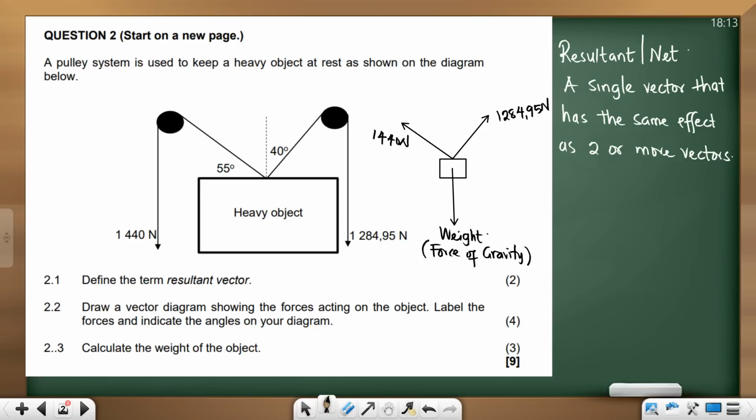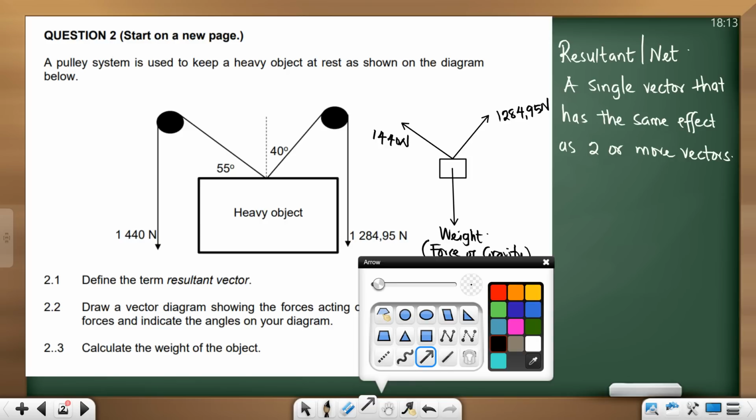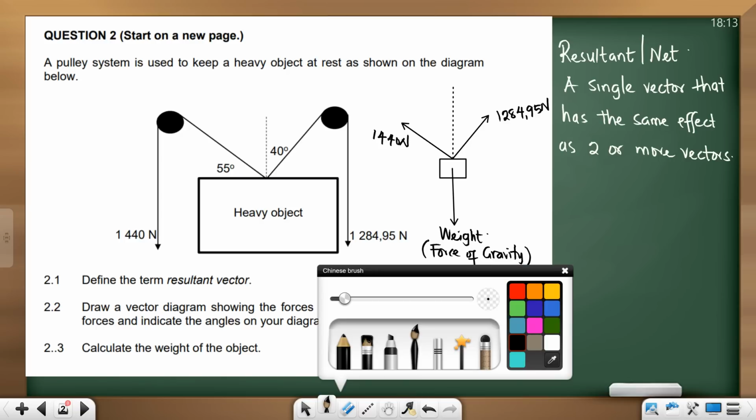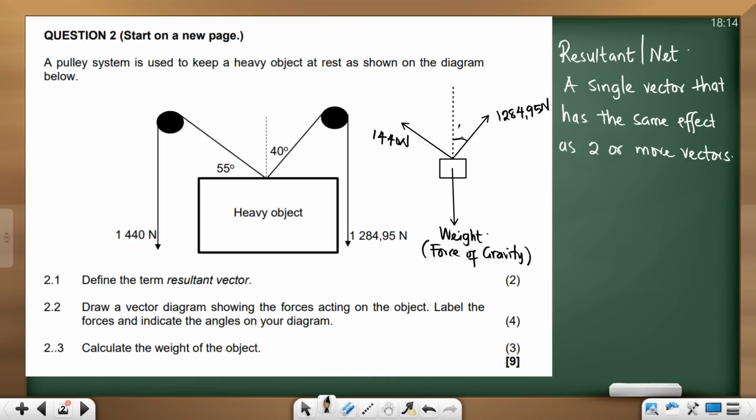All right, but hold on, there's something remaining. We said we are showing the exact positions. It means I must show my angles. For a free body diagram, we don't show the angle. So what is this angle here? 40 degrees.